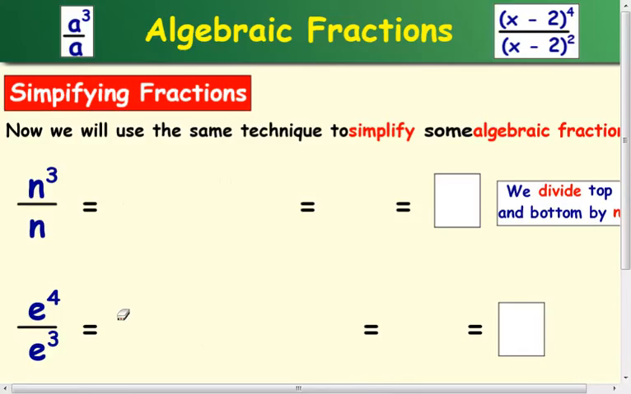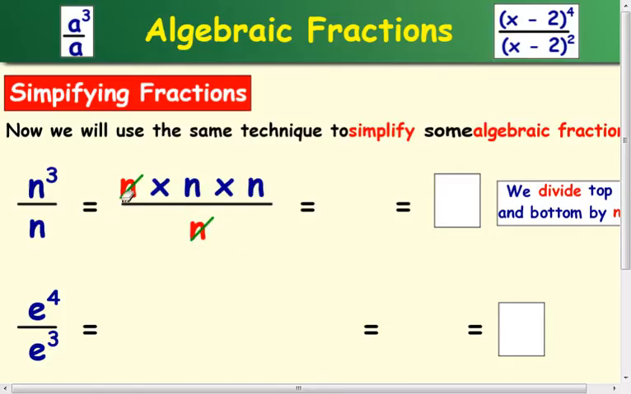Okay, let's take this into algebra, because that's the whole point of this section, algebraic fractions. So we've got n cubed divided by n. Now we know we can write n cubed out a bit longer. We could write n times n times n. And then we could write an n in the bottom.